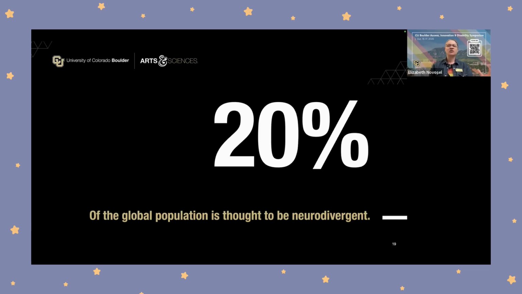Just to reemphasize, 20% of us or more, I would argue potentially more, is thought to be neurodivergent or identifies that way. So that's a lot. And that means that even if you do not identify as neurodivergent or you don't know anyone who does, you're working with them. We are all around you.